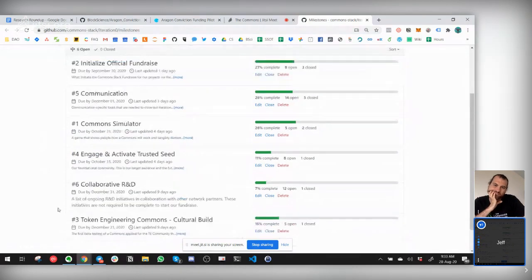Were there any others that you wanted to emphasize in particular, Griff? Well, yeah, let's check out the Token Engineering Commons.